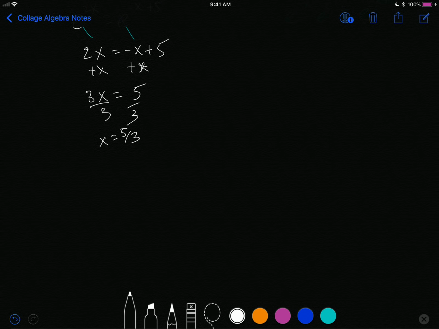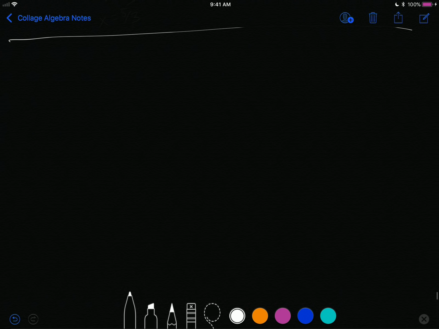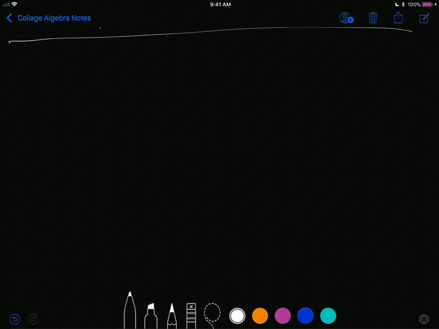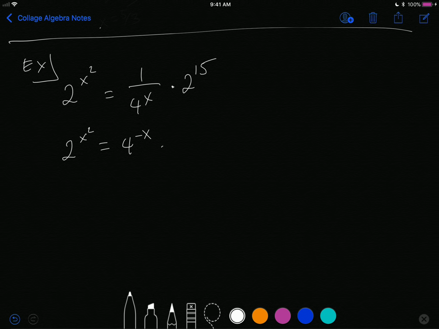Guess what? There's more stuff to learn. You poor people. But before we do that, let's try another example. One that's, again, same concept, but a different flavor. Let's say I have 2 raised to the x squared is equal to 1 over 4 to the x times 2 to the 15th power. Again, do I have a fraction? Yes, I do. So that's going to be 2 raised to the x squared is equal to 4 to the negative x multiplied by 2 to the 15th.